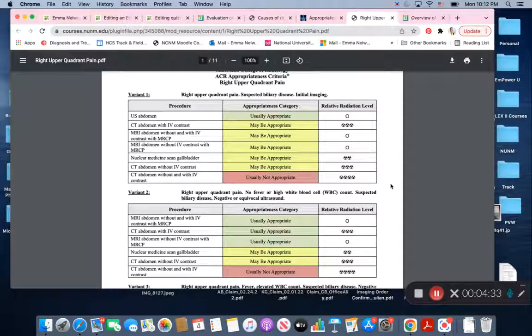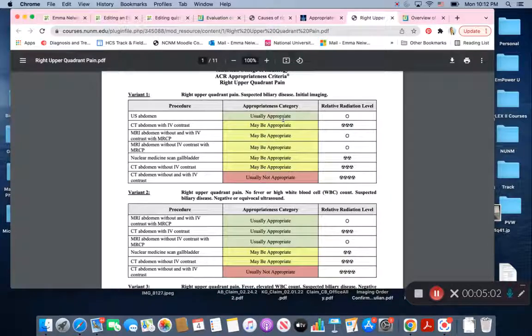So this can be a great teaching tool when it comes to encouraging your patients to get a certain type of imaging over another. So you can see here when we look at this variant 1, right upper quadrant abdominal pain, suspected biliary or gallbladder disease, the initial imaging, an ultrasound of the abdomen, is what's usually appropriate. So that's our highest recommendation, which is what we did for our patient.